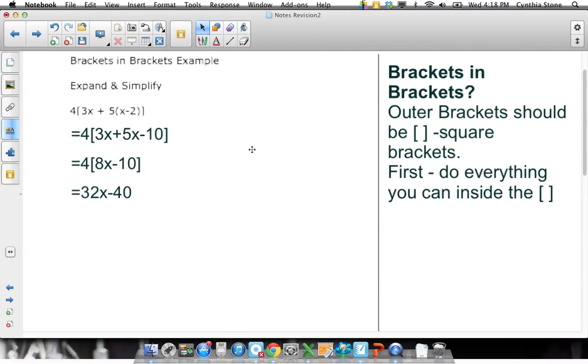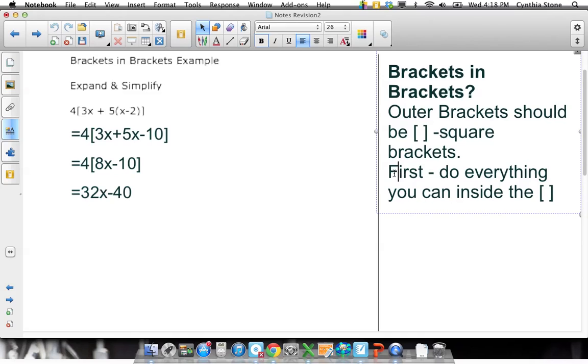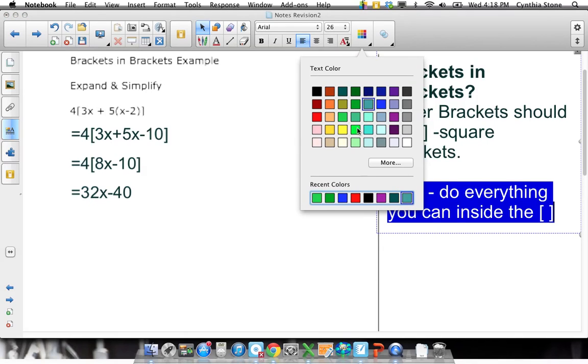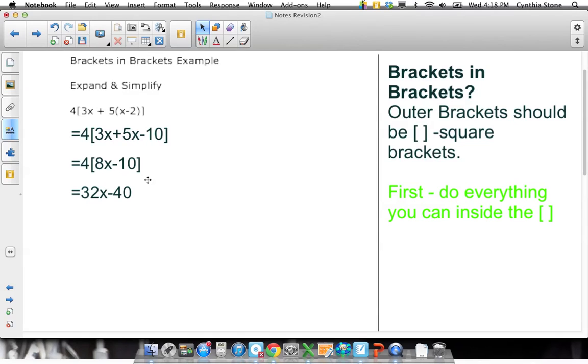So the next one is brackets and brackets, and what I mean by that, sometimes, what do you do when you have all these brackets, right? And the main thing is that first, from a communication point of view, your outer brackets will be square. Not that that affects how you solve it, but it looks better, it makes it obvious what's going on. And what you do is you just do everything. I'm going to separate this because it's important. You do everything you can inside the square brackets before you deal with anything outside the square brackets.